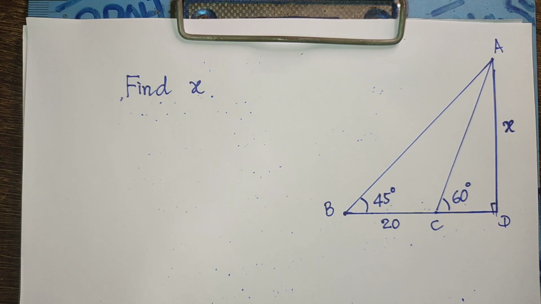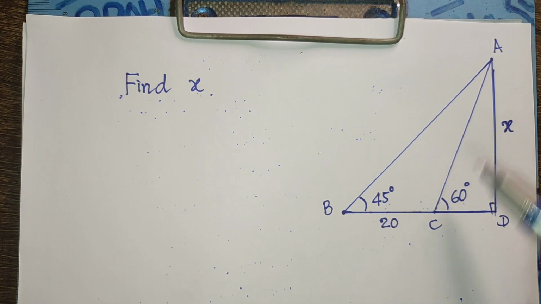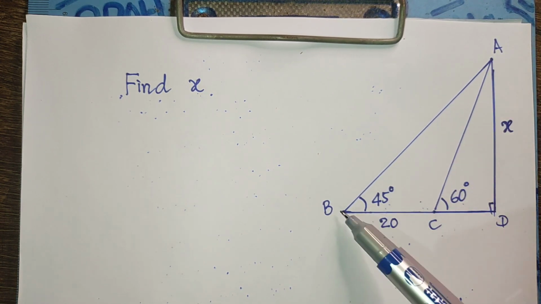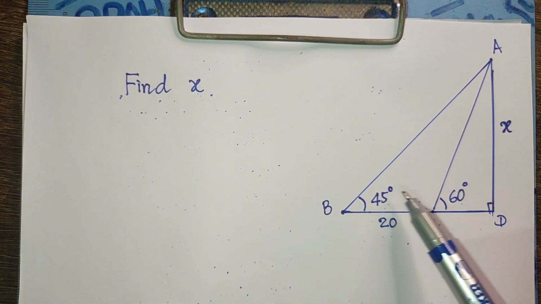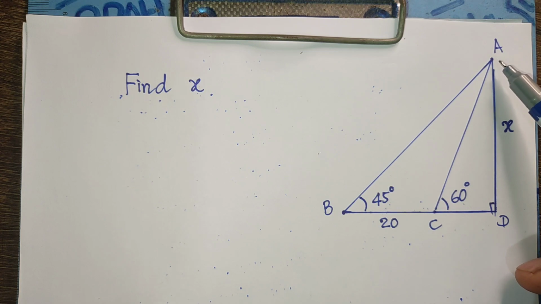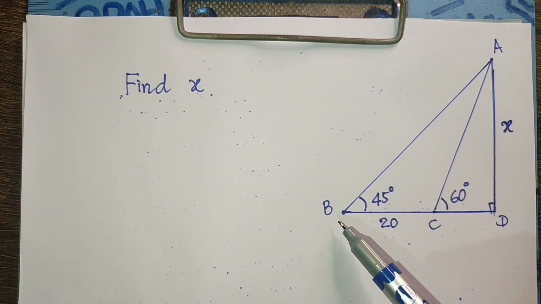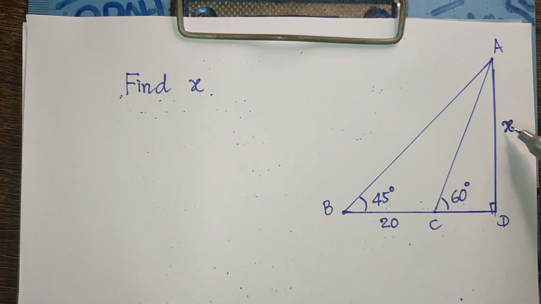Today I have one exercise. Find it. In our figure, we have the angle ABD equal 45 degrees, and this angle ACD equal 60 degrees, and the value of BC is equal 20, and this AD is equal h. Find the value of h.